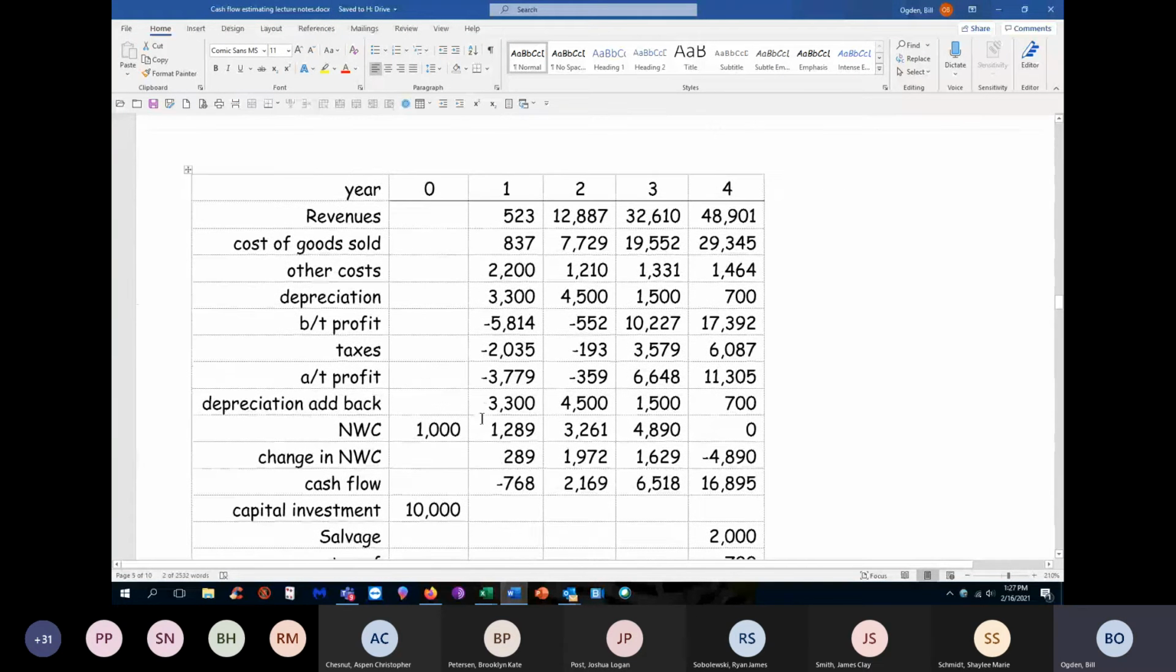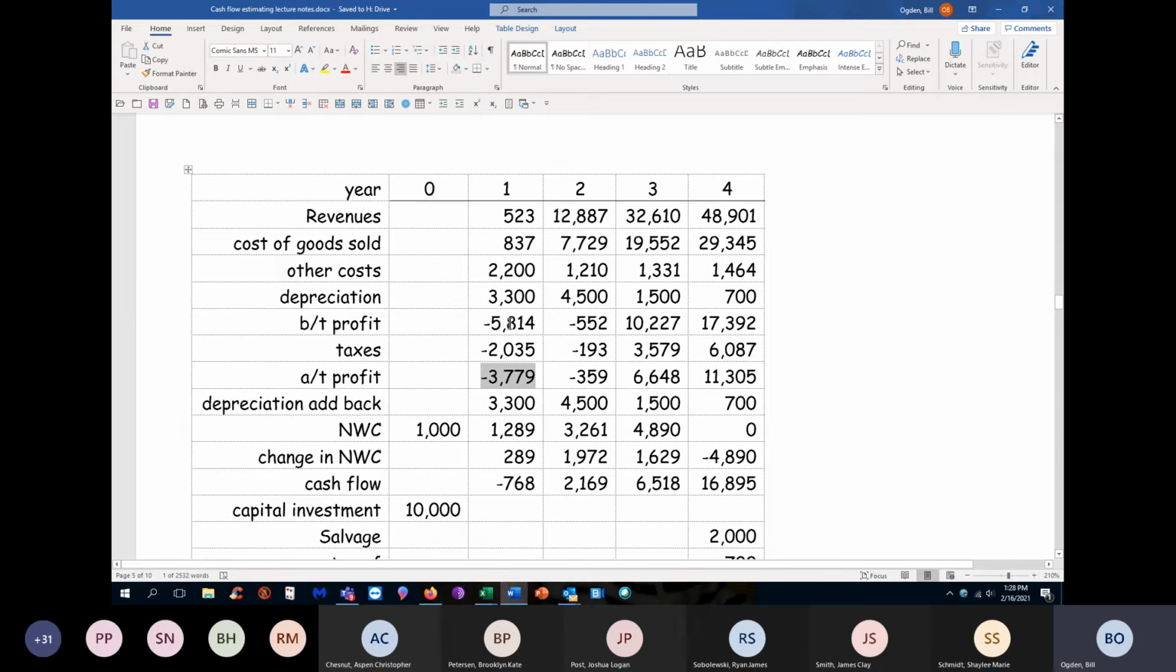All right, now another format you can use. And this is the one, if you like to hug your book and read it several times, this is the way your book would do it. They would follow my original algebraic equation. So they're going to take revenues minus costs, so 523 minus the 837 minus the 22 minus the depreciation. Okay, and that'll give them this number. And then they're going to take out the taxes. So 35% times this number gives you this. And this becomes the one, and this is what it is after tax.